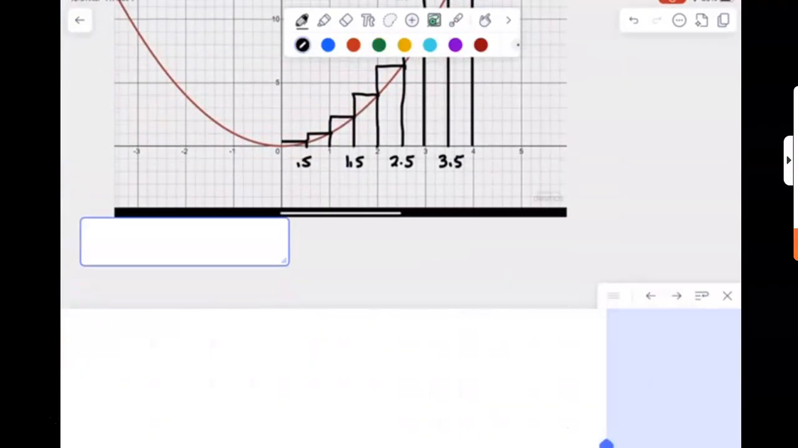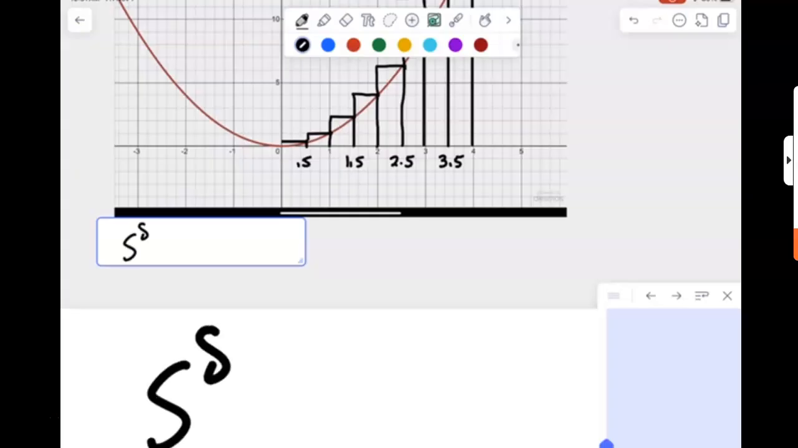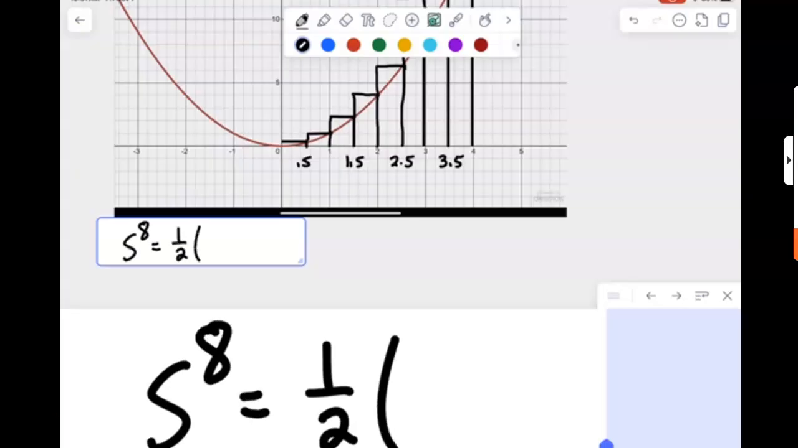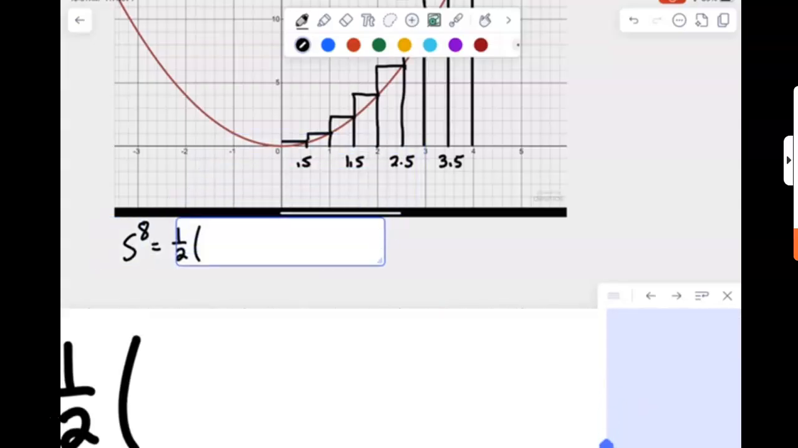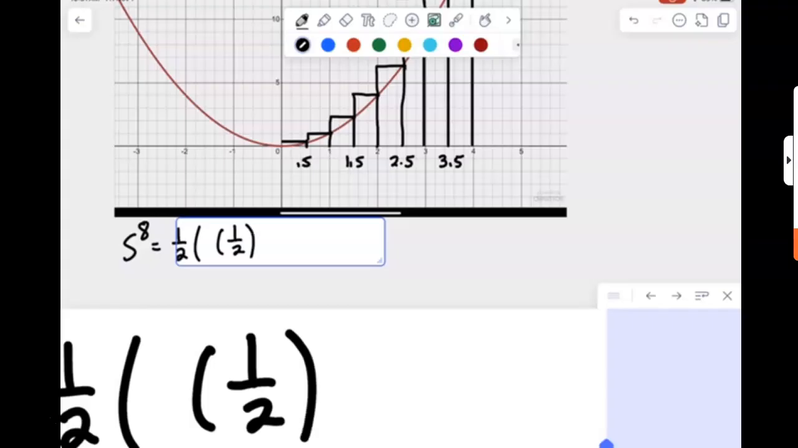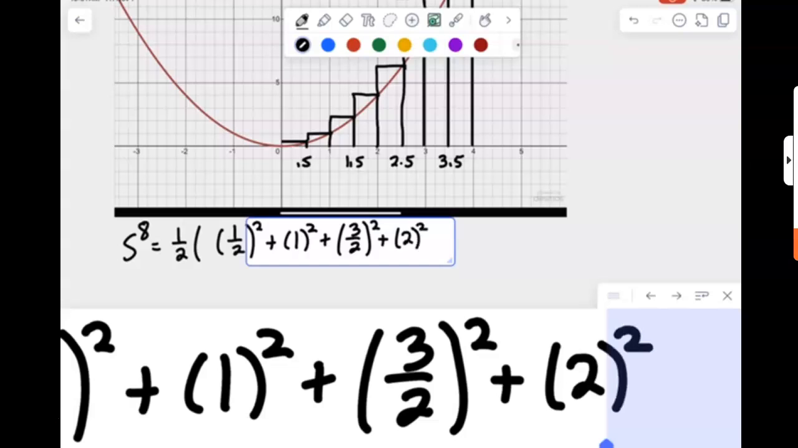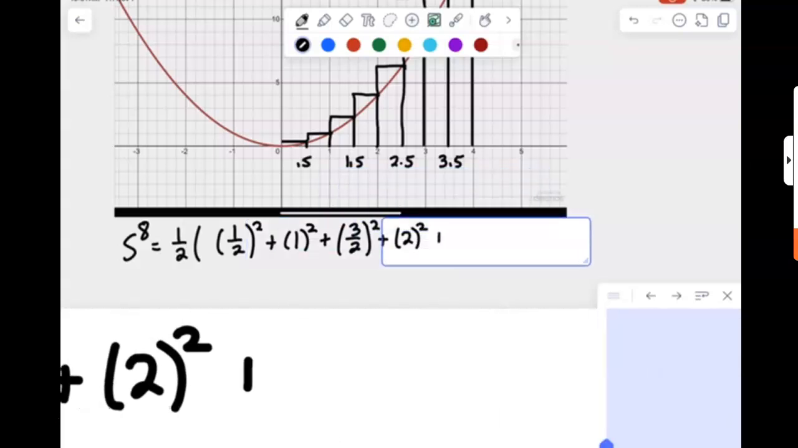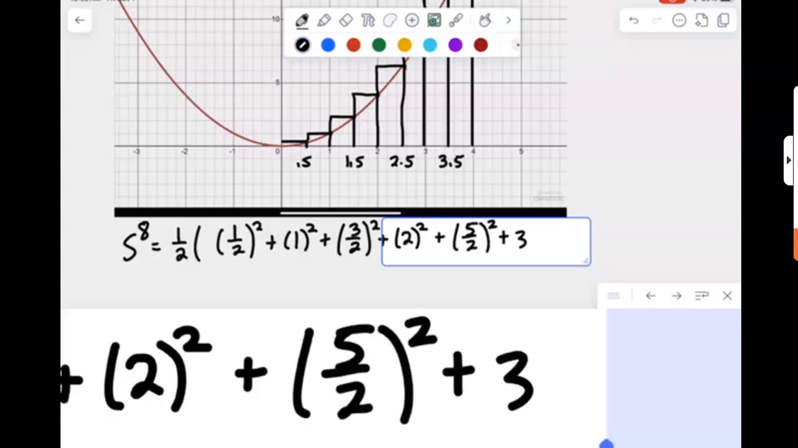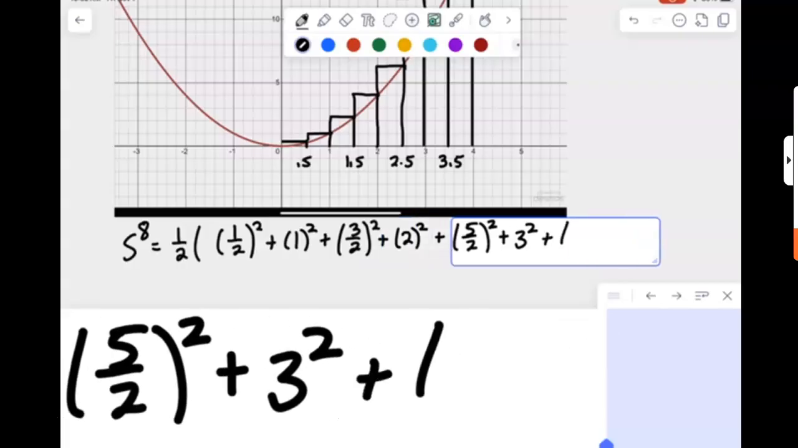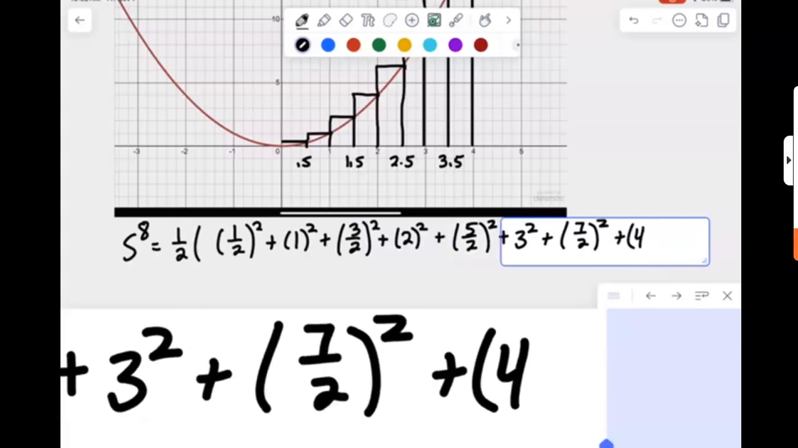So for S upper 8, we can write it out like this. 1/2, and then the first value is going to be a half squared. And then 1 squared be the next interval. And then 3/2 squared. And then 2 squared. And then 2.5 or 5/2 squared. And then 3 squared for the next interval. Plus 3.5 or 7/2 squared. And then finally plus 4 squared.